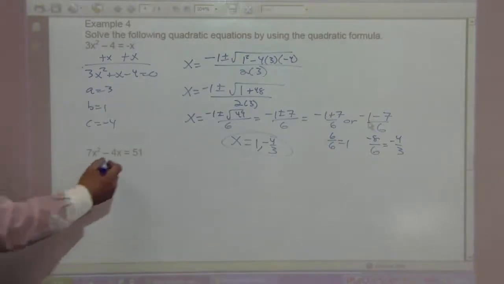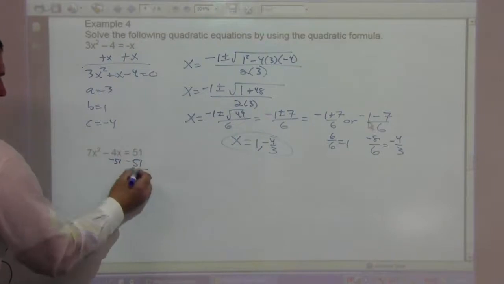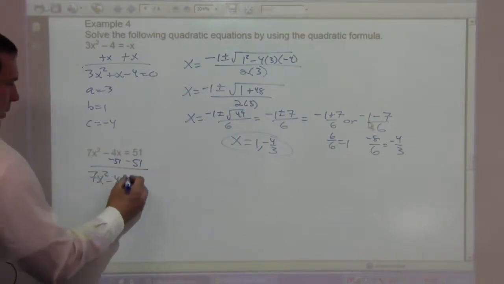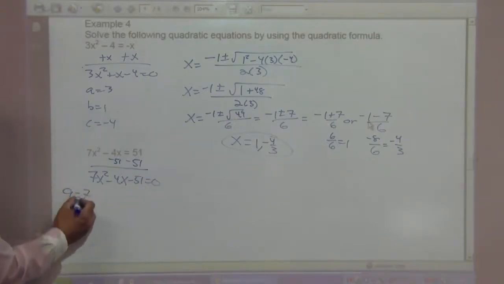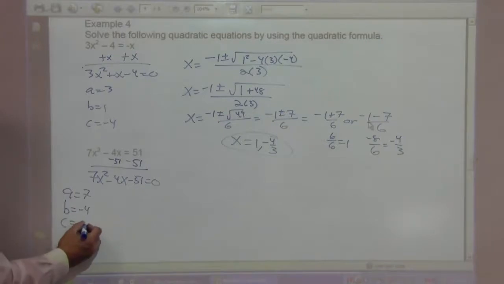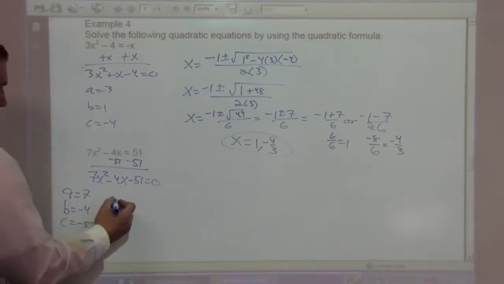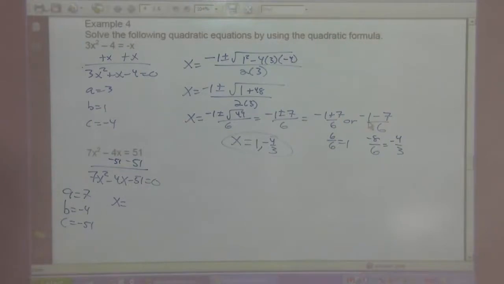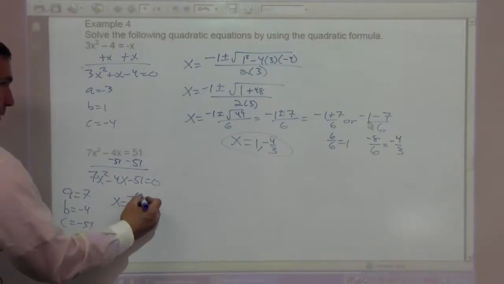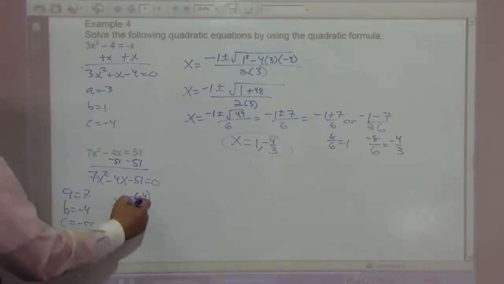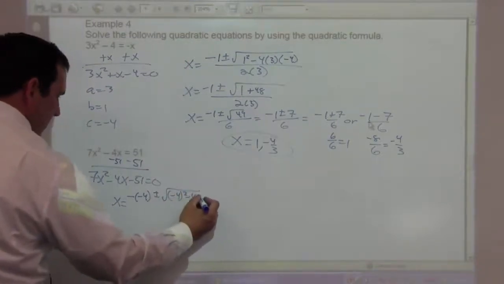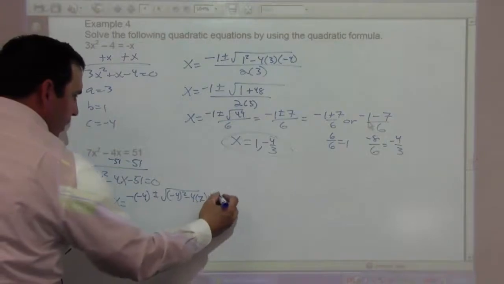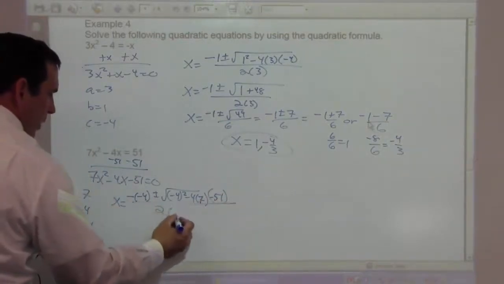And for the next one, we're going to have to subtract 51 from both sides. So we have 7x squared minus 4x minus 51 equals 0. So the a is 7, the b is negative 4, and the c is negative 51. So x would be negative of negative 4, that's negative b, plus or minus the square root of negative 4 squared, minus 4 times a is 7, c is negative 51, all over 2 times a.